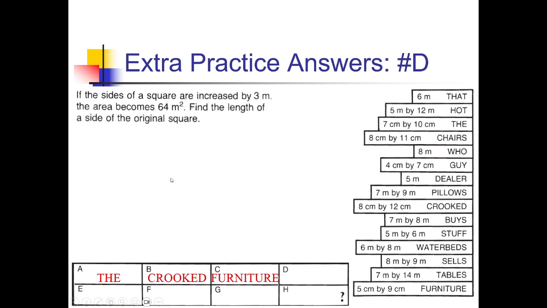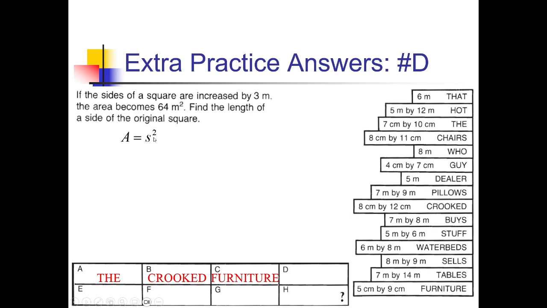This one, we have the sides of a square being increased by 3 meters, and the area then becomes 64 meters squared. We want the length of the side of the original square. So I'll set up an area formula for this based off of a square. That would be area equals S squared, side squared.